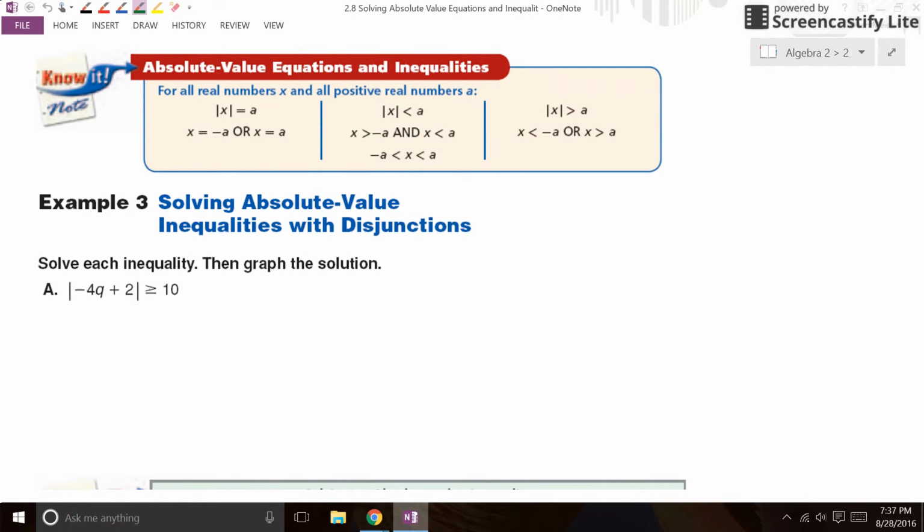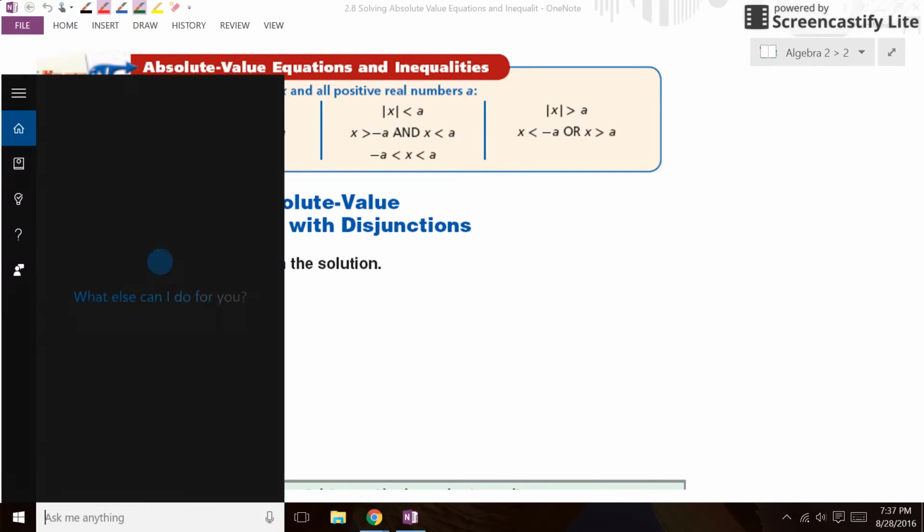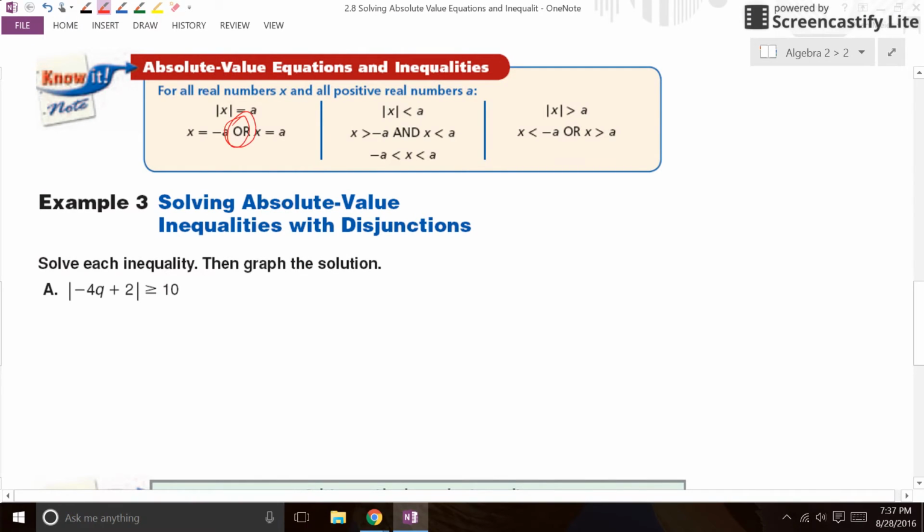Whenever you do an absolute value problem, if it's an equals sign, then it's always going to be an "or" in between. Remember we said "and" and "or" is kind of important? It is. If it's an equal sign, it's always got the word "or" in between. If it is a less than sign, it's always got the word "and" in between. And if it's a greater than sign, it's always got the word "or" in between.